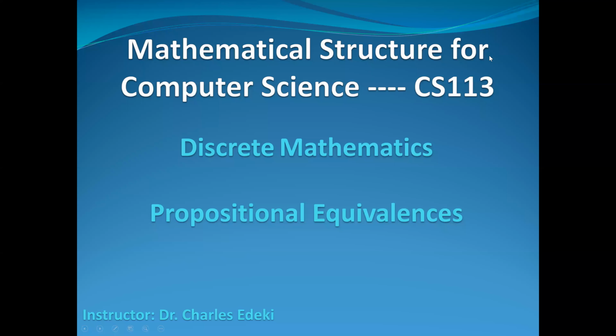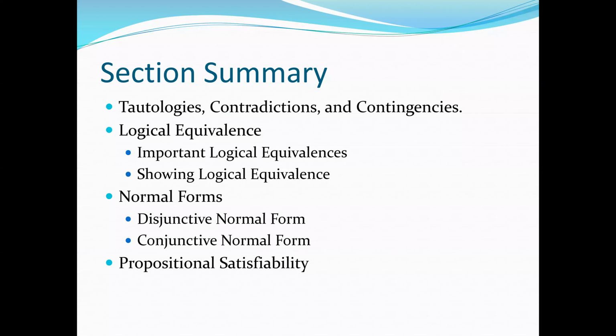Again, welcome to Discrete Mathematics, CS 113, also called Mathematical Structure for Computer Science. In these lectures, we're going to discuss propositional equivalency. Our main objective is to go through what tautologies, contradictions, and contingencies are. Also, we're going to discuss logical equivalency, how we find it, normal forms, and propositional satisfiability.